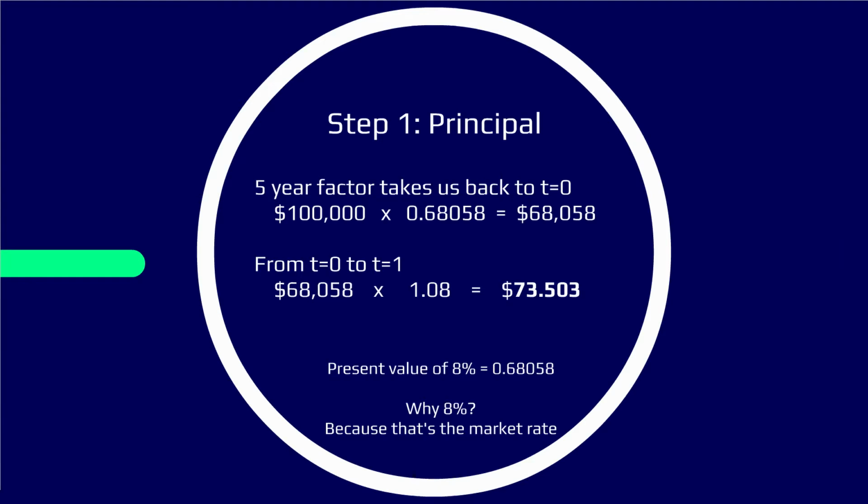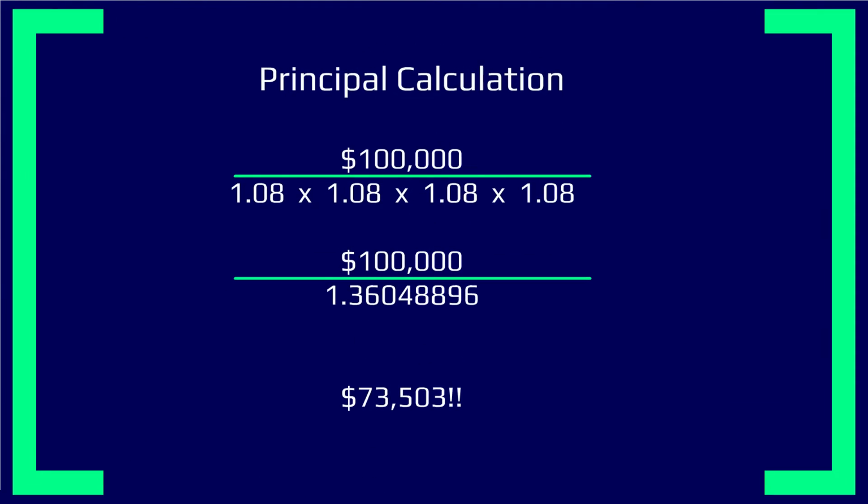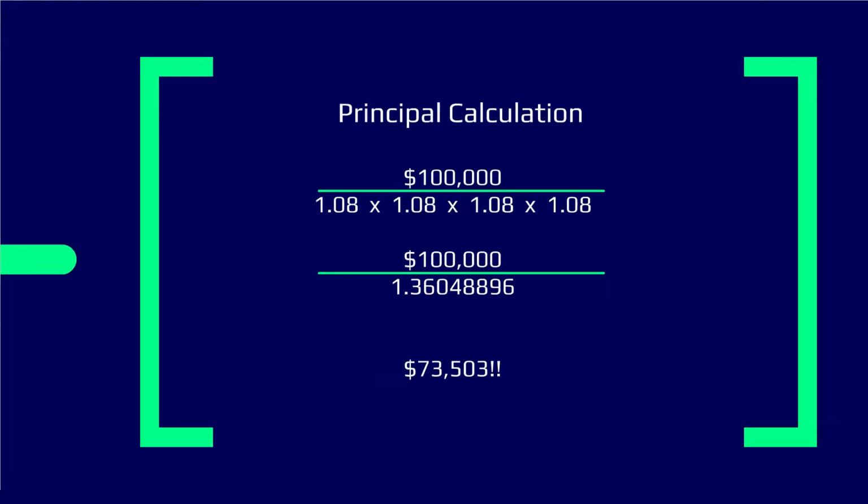Now, there's a different way to do this. Instead of taking a 5-period factor and subtracting one, we can just calculate our own factor. We can take 100,000 divided by 1.08 to the fourth power instead of the fifth power that they've given us. Take $100,000 divided by that factor, and we'll get $73,503. We'll get the exact same answer. So we know we're on the right track. So that takes care of our principal payments.